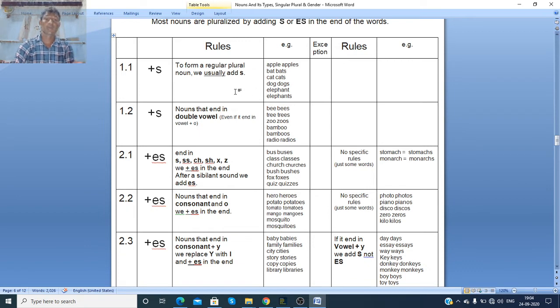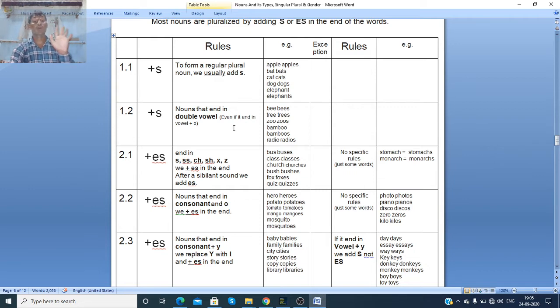So let's talk about it. To form a regular plural noun, we usually add s, like apple, apples, bat, bats, cat, cats, dog, dogs, elephant, elephants. And for a noun that ends in a double vowel, like bee, tree, zoo, we add s at the end of the word, even if it ends in vowel plus o. There are five vowels: a, e, i, o, and u.